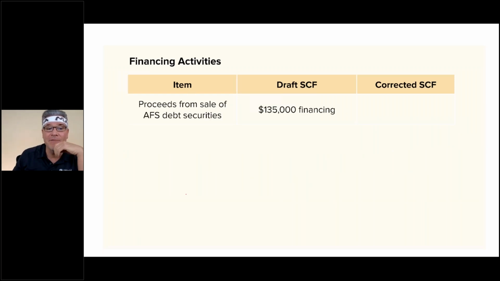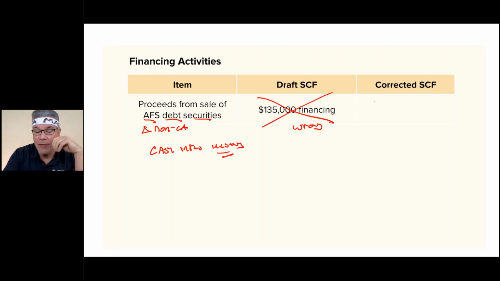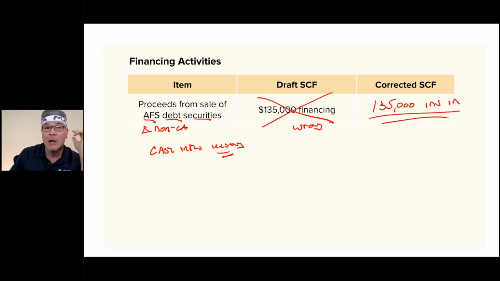Proceeds from the sale of available for sale debt securities. That is the change in a non-current asset. This should have been, that's wrong. This should have been cash inflow investing. So that 135,000 should be investing inflow. That is the correction.